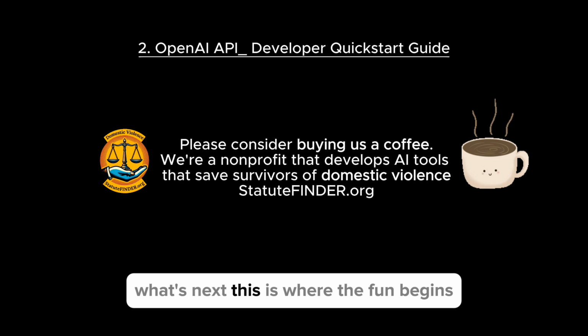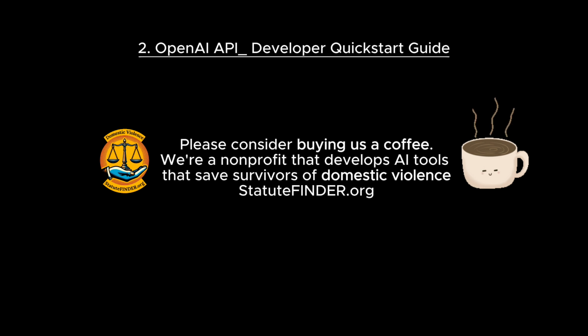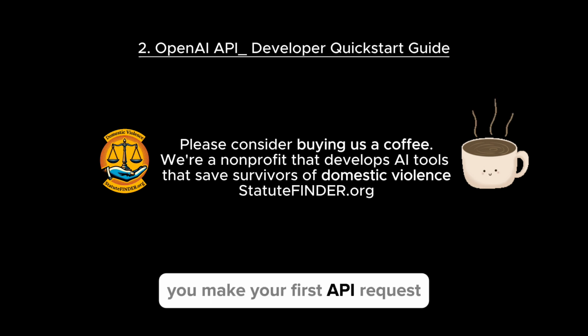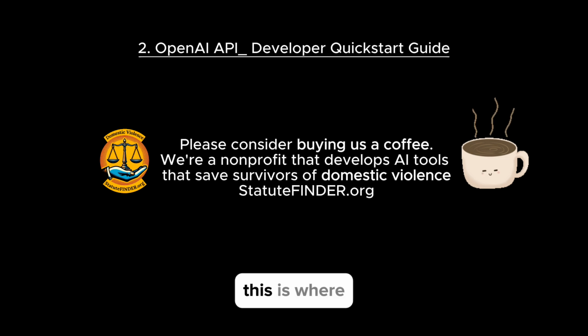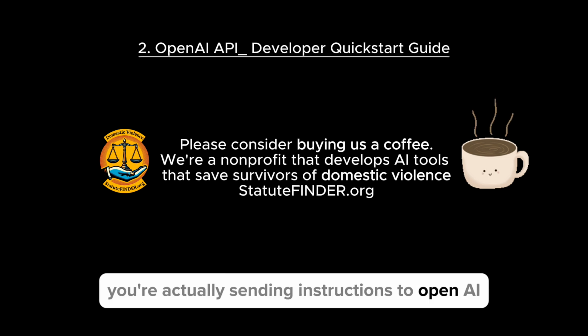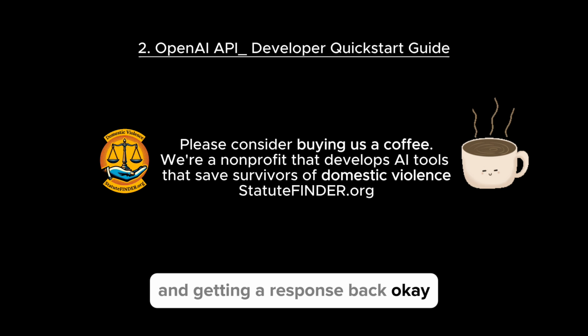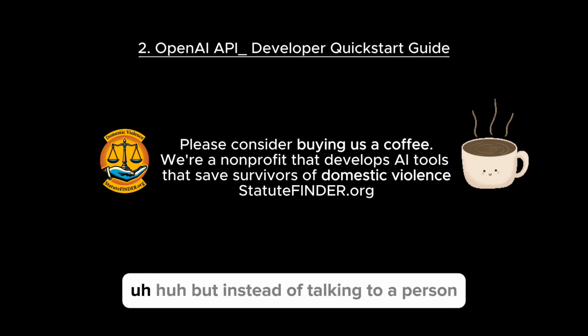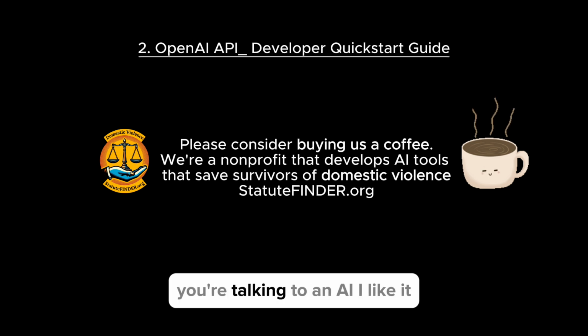Okay, so we got our API key tucked away. What's next? This is where the fun begins. You make your first API request. So this is where you're actually sending instructions to OpenAI and getting a response back. It's a little bit like having a conversation, but instead of talking to a person, you're talking to an AI.